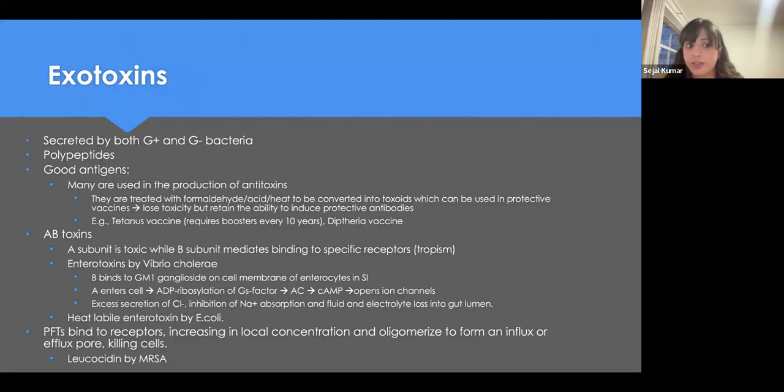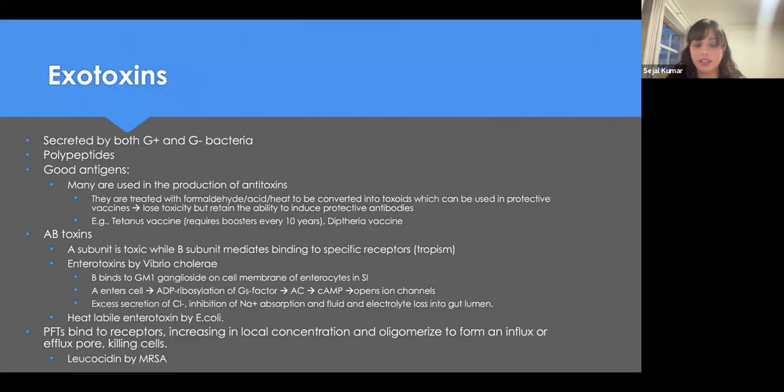There's a few different types of exotoxins, and I'll just briefly go over those. AB toxins are one example. So basically in AB toxins, the A subunit is toxic, while the B subunit mediates binding to the specific receptors. So like tropism, basically, it leads the exotoxin to where it needs to be, and then the A subunit is the toxic component, which can drive pathogenesis. Enterotoxins are an example, Vibrio cholerae.